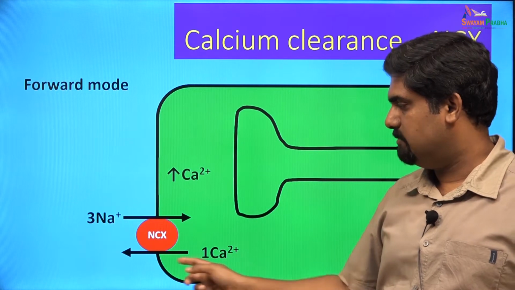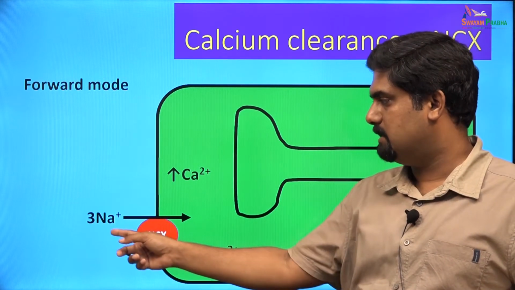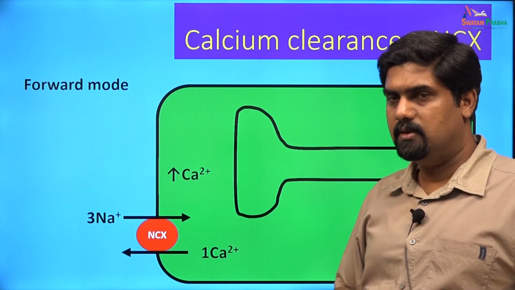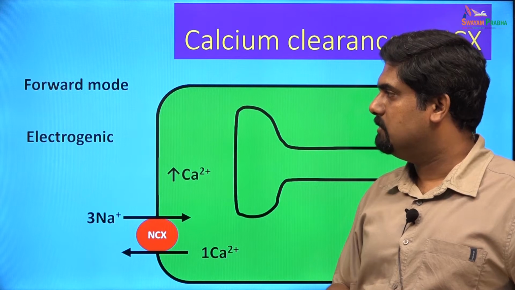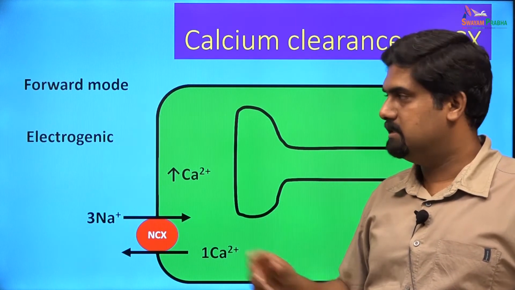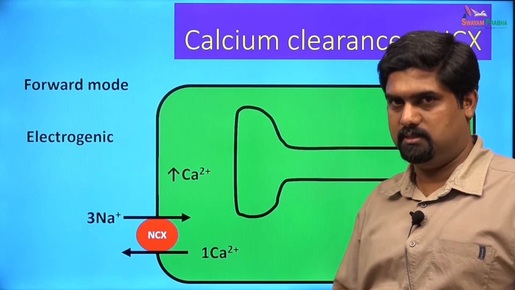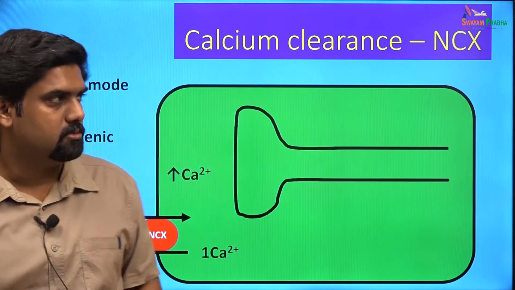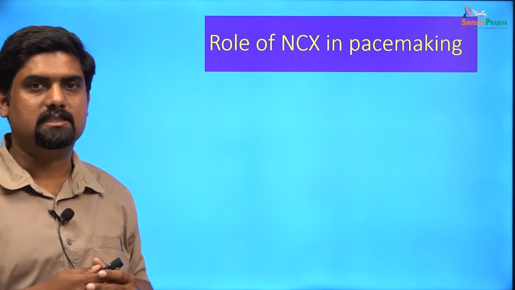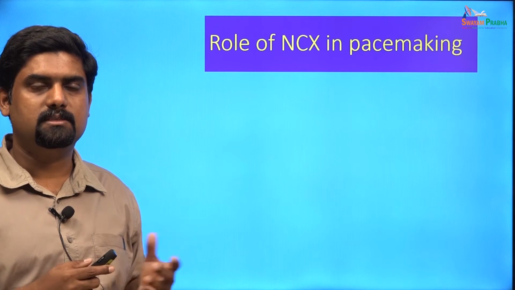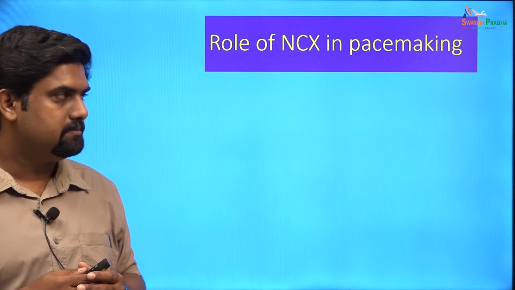Now we can see that one calcium ion is going out and 3 sodium ions are moving in. So there's a loss of 2 positive charges and a gain of 3 positive charges. The net gain is 1 positive charge, and therefore the sodium calcium exchanger is electrogenic when it is functioning in the forward mode. This action of the sodium calcium exchanger is important for the pacemaking function. So NCX is an important pacemaking mechanism in the heart. We will be discussing this mechanism in more detail when we discuss cardiac muscle action potentials.